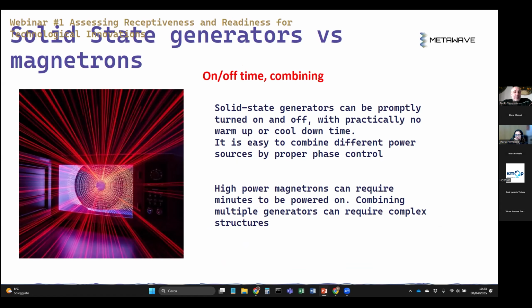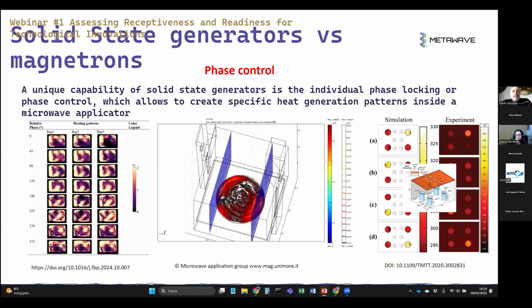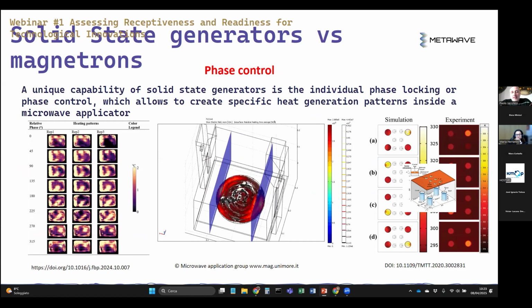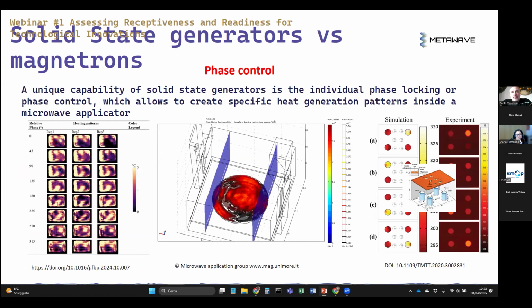But probably the main advantage when it comes to industrial processing is given by the possibility of changing not only the frequency, but also the phase of each generator that you're using. What's the meaning? In magnetrons, usually when you operate magnetrons, they start with a random phase. So if you have 2 or more magnetrons, you don't know if they are going to interfere constructively, destructively, or partially, because each one will start with its own phase. So unless you split the power from a single magnetron to different sources, it's practically impossible to play with the phase of the microwave sources.